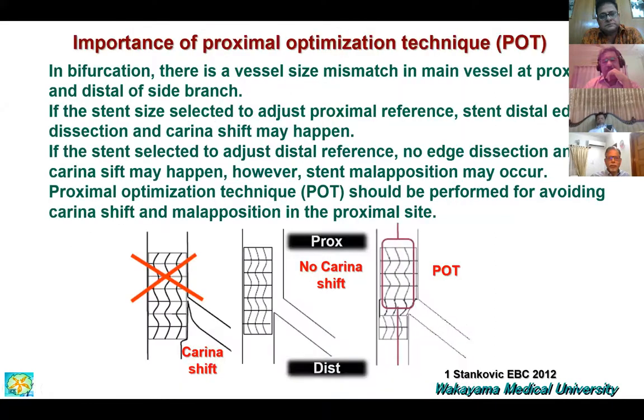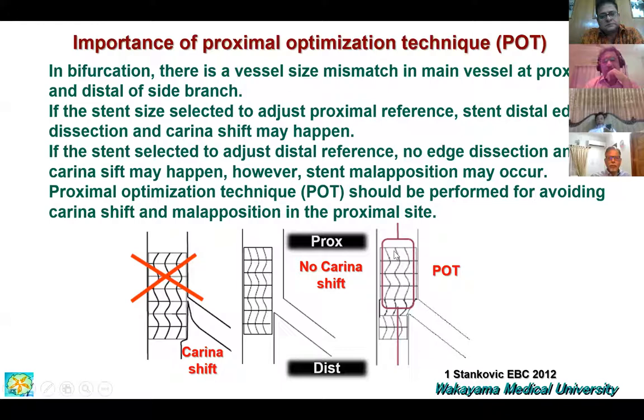And then, as you know very well, in bifurcation there is vessel size mismatch in the main vessel between the proximal and distal side branch. If stent size is selected to match the proximal reference, stent distal edge dissection and carina shift may happen, as shown in the left-hand side. And if the stent is selected to the other side, the distal reference, no edge dissection and no carina shift may happen. However, stent malapposition may occur. Therefore, today, Professor Malik demonstrated POT should be performed for avoiding the carina shift and malapposition in the proximal site.